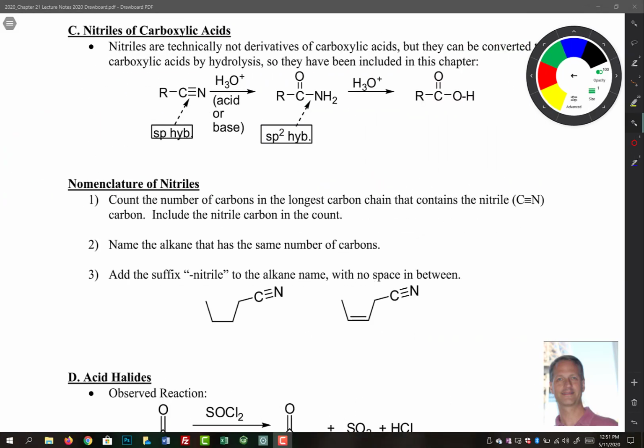Now we've seen nitriles before. We haven't learned how to name them yet though. So one of the ways that we saw that they can be synthesized is by hydrolysis. So we can have a nitrile under acidic or basic conditions here, and that'll make an amide, and then we can continue that reaction by adding heat here. With that heat, it takes us to a carboxylic acid.